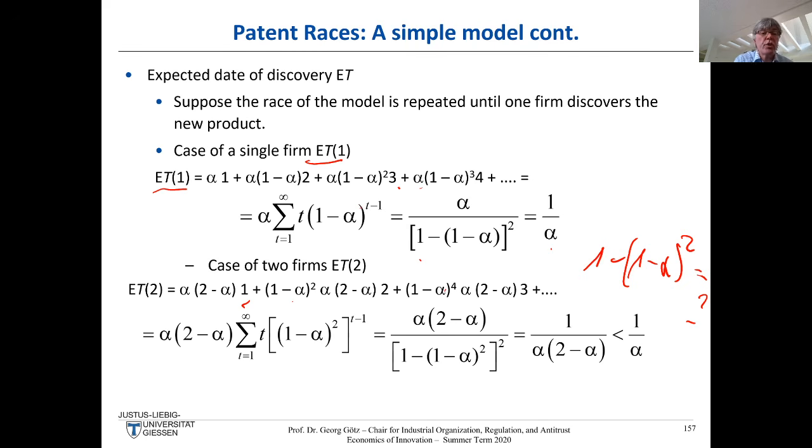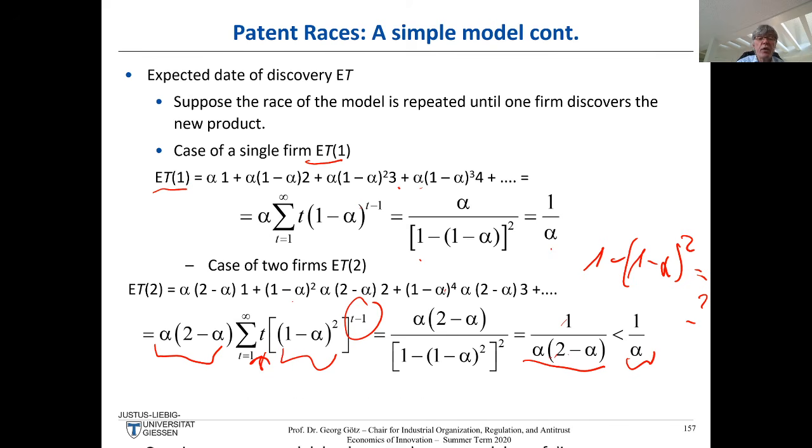The general version is just the same as previously. You have again this part in every term, because only then you end up in this period. You have again the t here, and you have this 1 minus alpha squared raised to the power of t minus 1. And now you get a slightly different result here, namely 1 over 2 minus alpha. And 2 minus alpha is always greater than 1. This increases the denominator and therefore decreases the whole value.